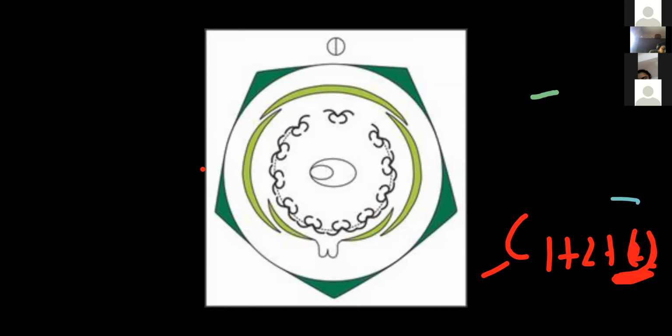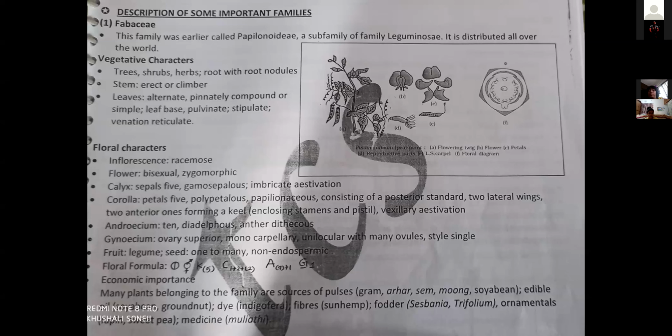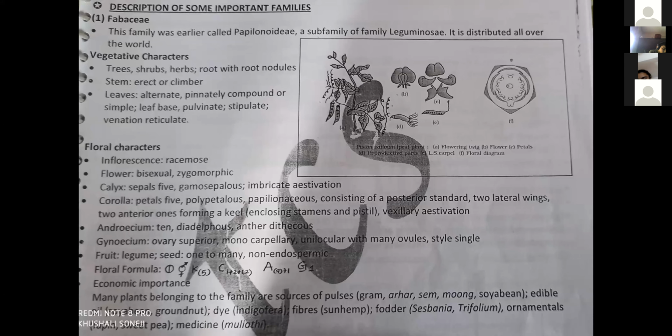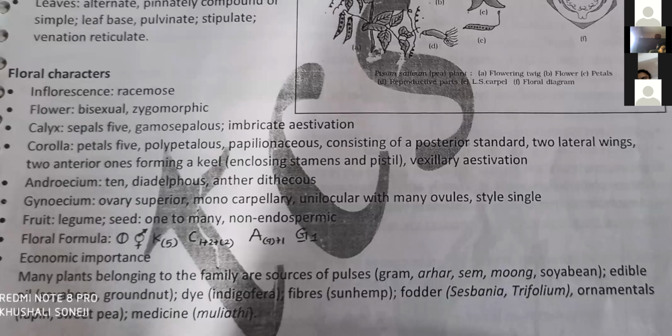Last point. Quickly. Okay, we are going to the last point of this family, that is economic importance. In that, first, the edible pulses. Edible pulses, so many examples are there. But first, remember the examples given in your textbook. In that first example, gram, tur, then moong, soybean, and valor papdi. Then edible oils, groundnut oil, and soybean. Dyes, indigo.